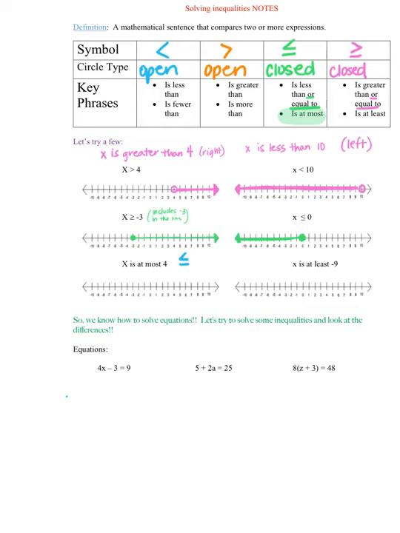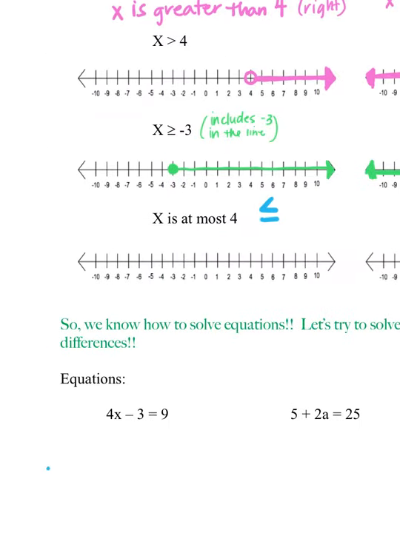Is at most. So that means at the most, the very most, is going to be 4. But we're also including 4 because x is at most 4. We're going to include 4. And it sounds like at most, it's going to be greater than, but it's saying that it can't be any larger than. It's at most 4. So it's actually going to be less than 4, but include 4.